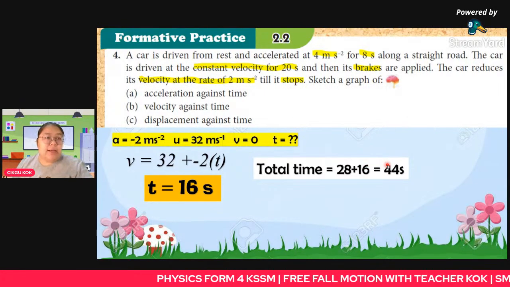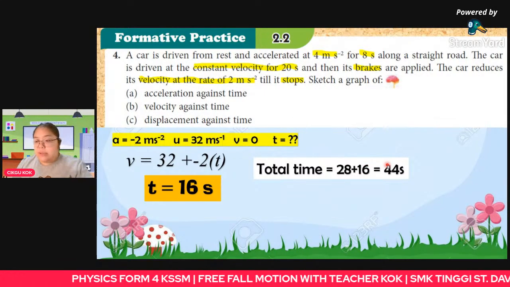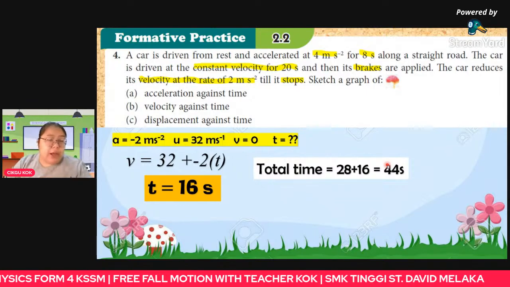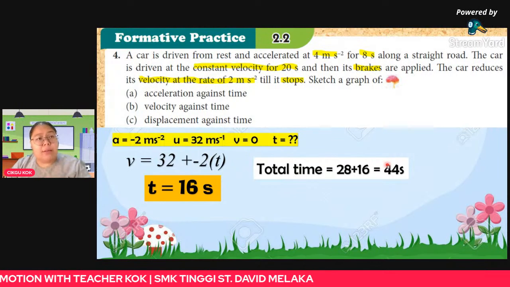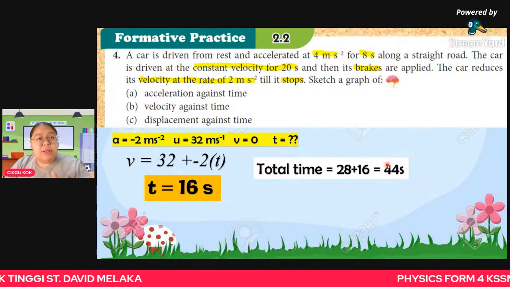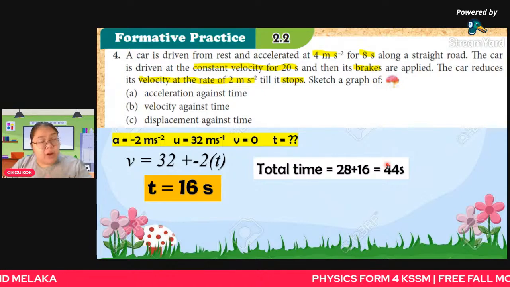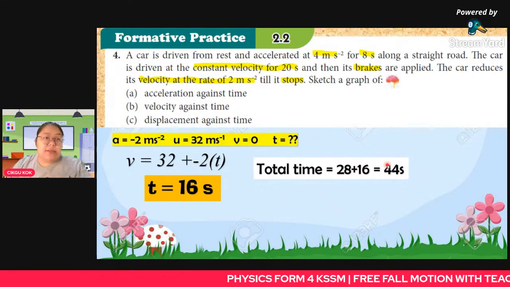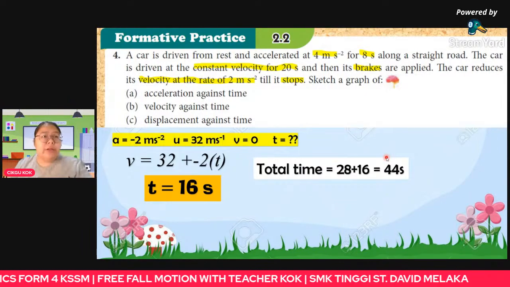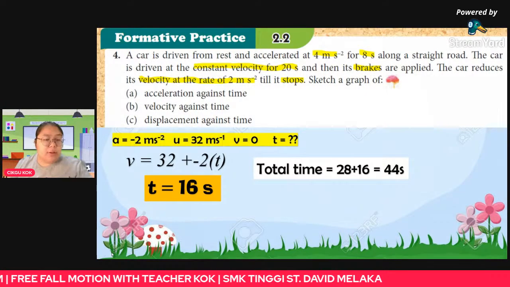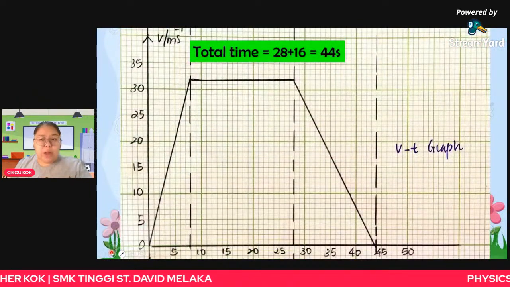Okay, understand? So this one is something you need to think about: how to find every part. Because now we separate it into 3 parts. First part they accelerate, the center part is a constant velocity, and the last part is a deceleration. So the time taken we need to find is the last part. Hopefully you understand what I'm talking about.